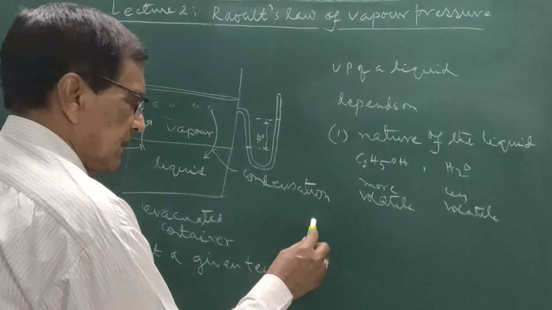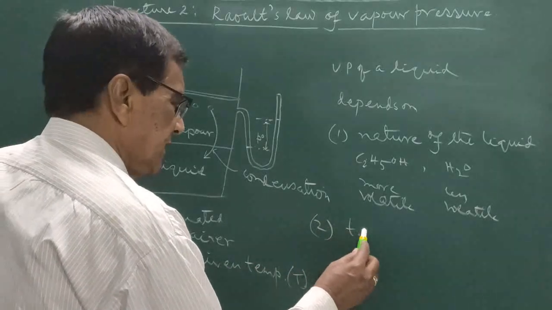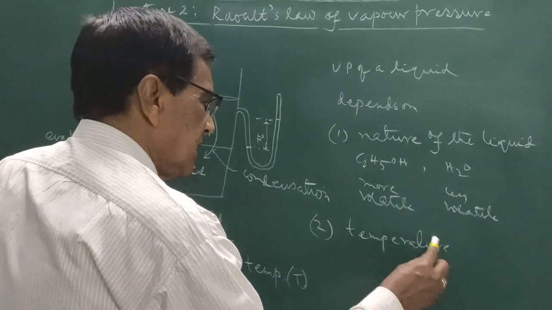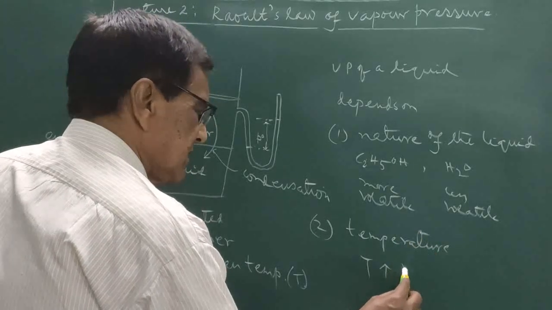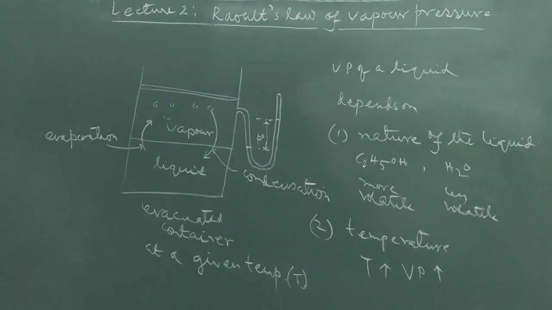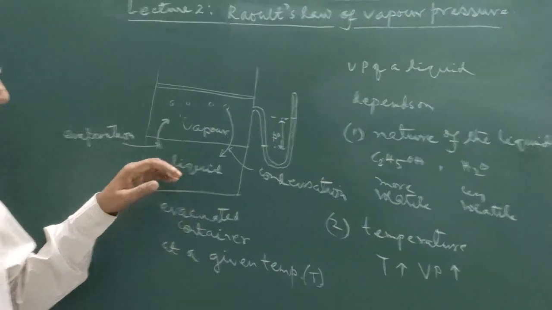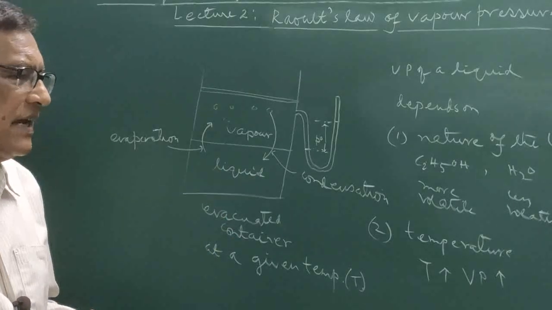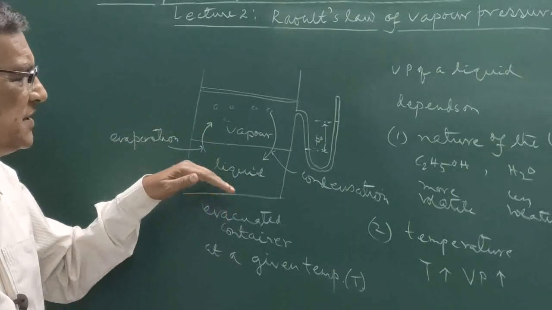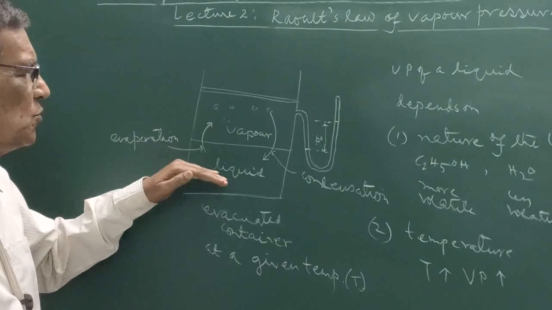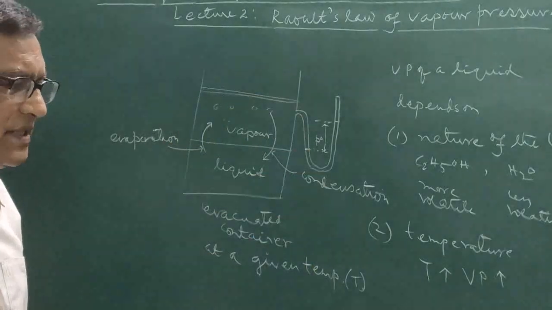And second, very important is the temperature. As the temperature is increased, the vapor pressure of the liquid is also increased. With the increase in temperature, the molecules of this liquid have more kinetic energy, and they have much more tendency to escape from the liquid to the vapor phase, and the vapor pressure is increased.